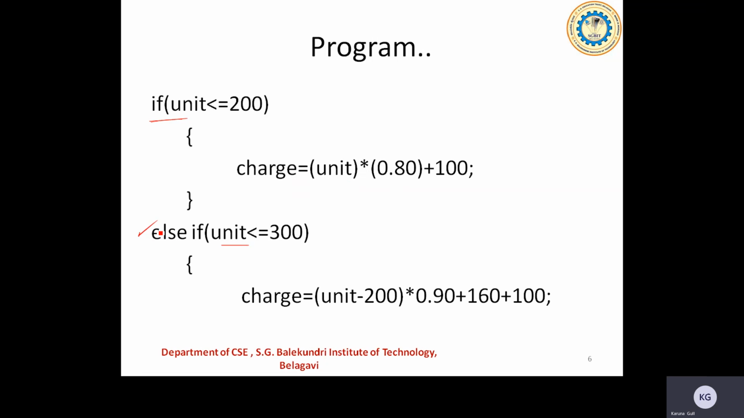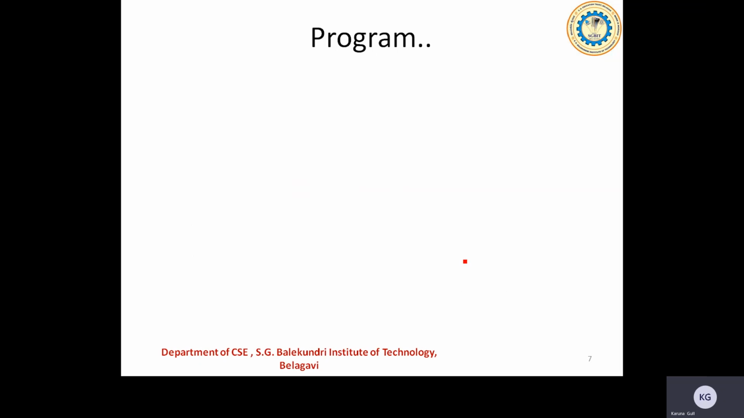So charge is equal to unit minus 200. I want only the units above the 200 units, so that's why I am deducting 200 from it. For that, I need to pay 90 paisa, and this is the unit charge that you have to pay for the first 200 units, and the minimum charge is 100 rupees.